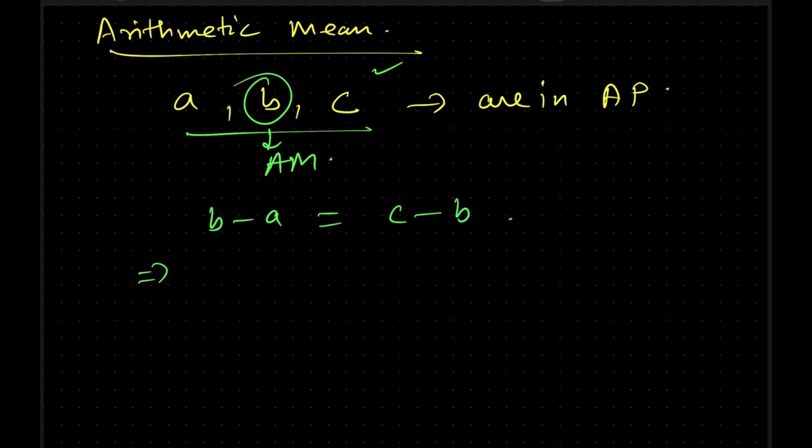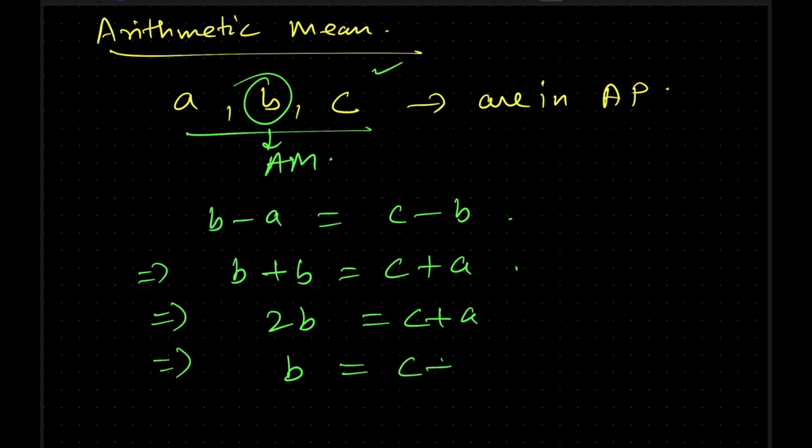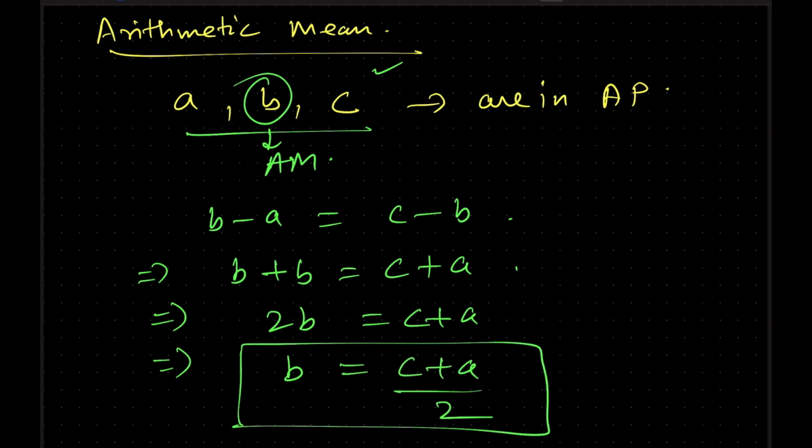Now if you take B on the left hand side, B plus B, and A on the right hand side, C plus A, here you get 2B equal to C plus A. So B will be equal to (C plus A) by 2. So you can say that the arithmetic mean, that is B, is the mean of the first term and the third term.